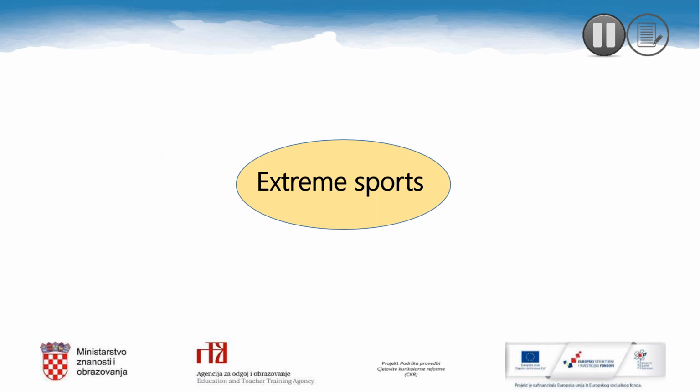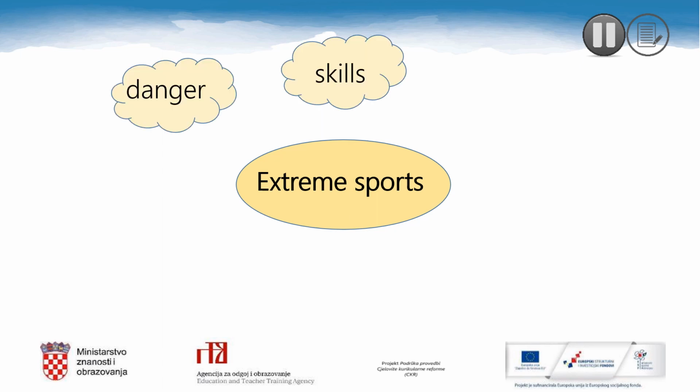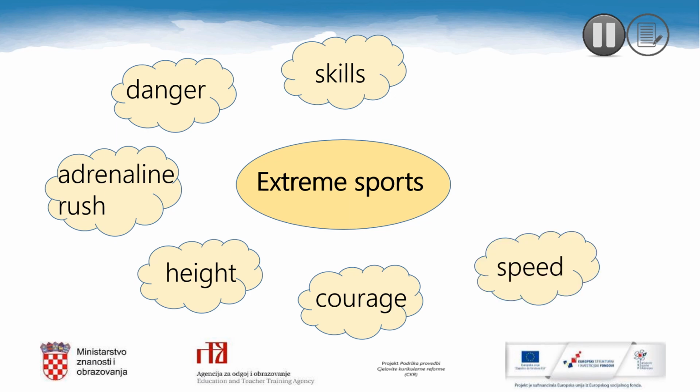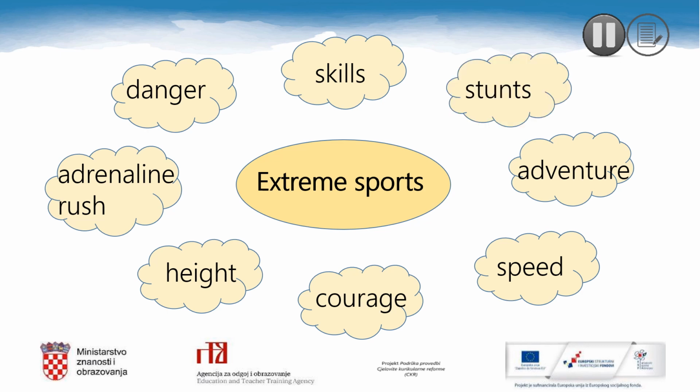Now let's take a look at some words. When we think of extreme sports, we usually think of danger. We think of skills necessary to practice these sports. And we think of adrenaline rush, nalet adrenalina. Extreme sports often take place in extremely high places, and you need courage to practice them. They usually involve speed and adventure, and people practicing these sports often perform stunts, vratolomije, akrobacije. Do you have any other ideas?